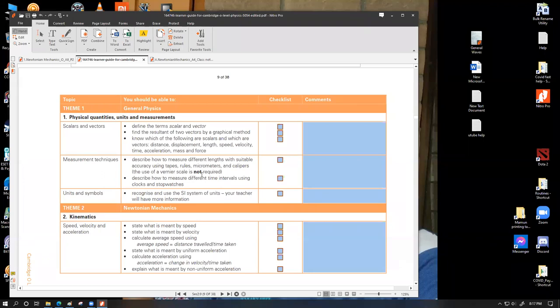Or alternatively, you can also use a trundle wheel. A trundle wheel is basically a measuredly designed wheel which typically has a fixed circumference of exactly 1 meter. We place it on the ground, and as we walk, rolling it along, every single rotation of the wheel represents that we have covered exactly 1 meter of distance. So that can also be used to measure the thing.